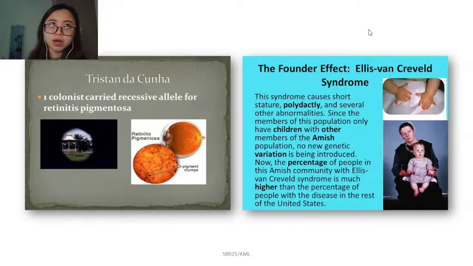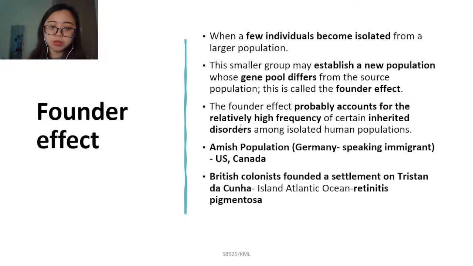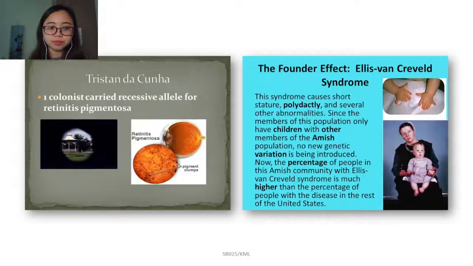The one about the Amish population I'm speaking of here, this is when we have a German population moving from Germany into the US, and they tend to stay in their own groups among their own people, so they become the founders of German-speaking immigrants in the US and Canada.